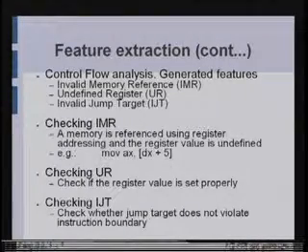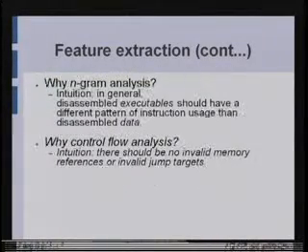So if we are using data and we generate the assembly code, we get statements like invalid memory reference, or undefined register, or invalid jump target, or memory reference is outside the register, or check if the register value is set properly. So we get all kinds of error messages. These are the features if it's for data. But if it's for code, then we'll get the assembly language instructions.